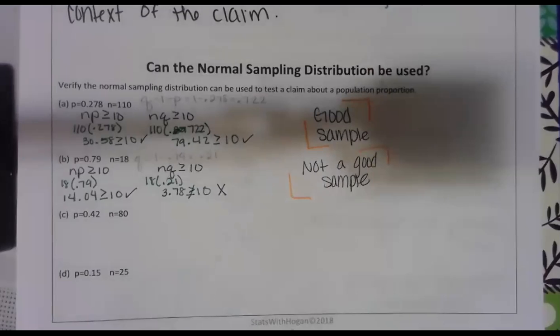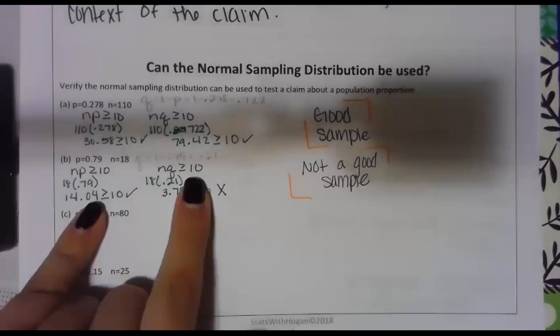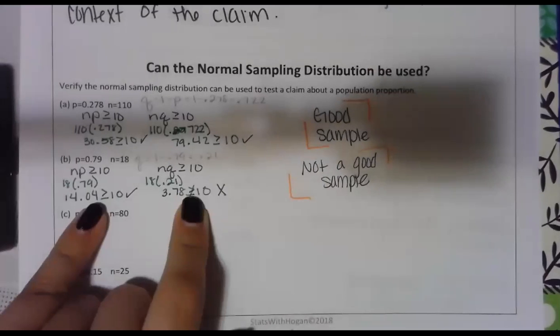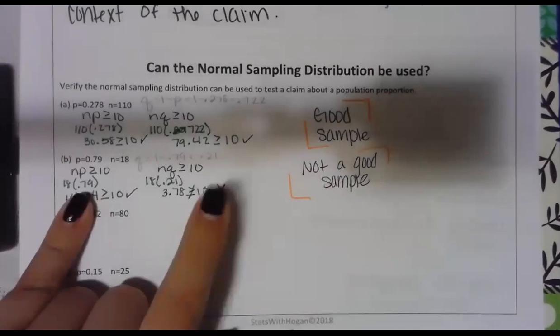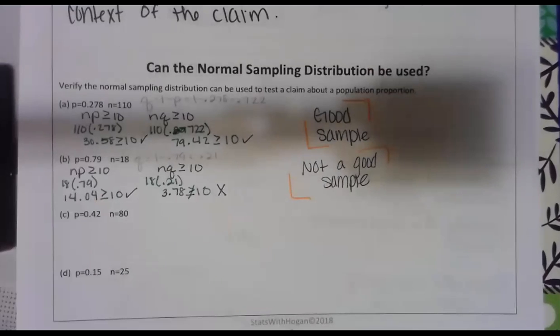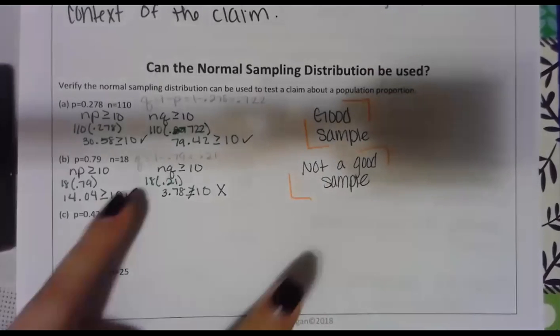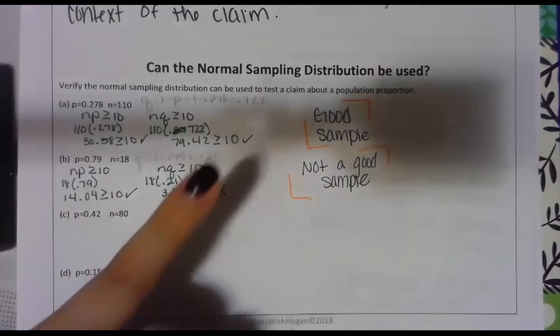So whereas A was a good sample, you would continue on with your 8 steps. B was not a good sample, and if you don't have a good sample, then you can't use a normal distribution, and so then you can't use those 8 steps, so that's where it would end. Now, had we calculated nq first and found that that wasn't, there'd be no reason to calculate np. Once you get a no, it's a no, and you can stop right there. But since we were yes on np, then we want to go calculate nq.